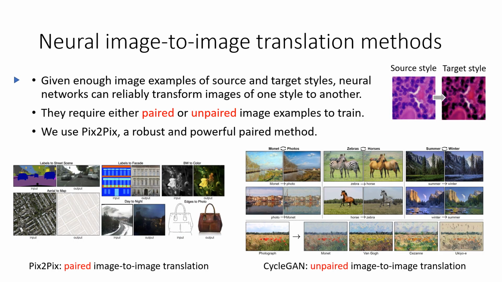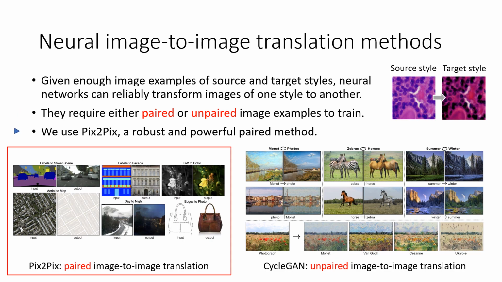We explain neural image-to-image translation methods as follows. In short, if enough samples of images of source and target styles are given, such neural networks can quickly and reliably transform images of the source style to the target style. For example, transforming a black and white sketch image to a fully colored image. Some methods require paired image examples to work, while some other methods don't require the image examples to be paired. In our method, we use Pix2Pix, a robust and powerful method for paired images, to transform stain images with seams to corresponding images without seams.